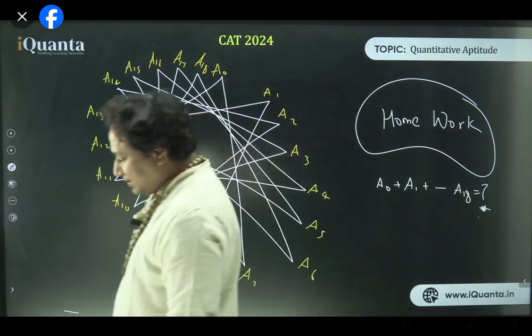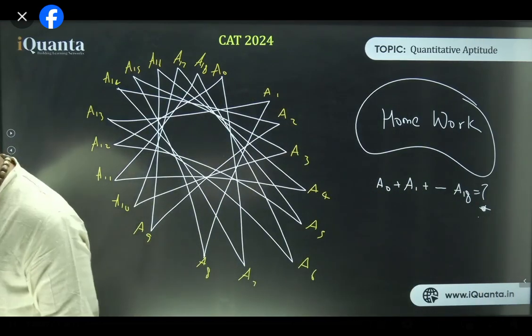Okay, try to solve this star question. We'll meet tomorrow. The answer is not 2880.